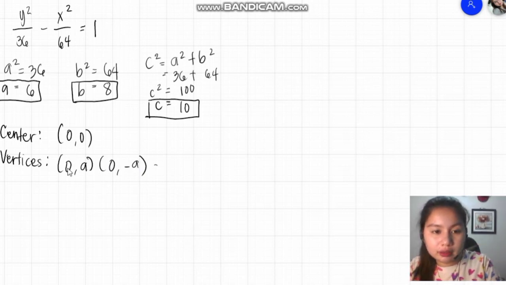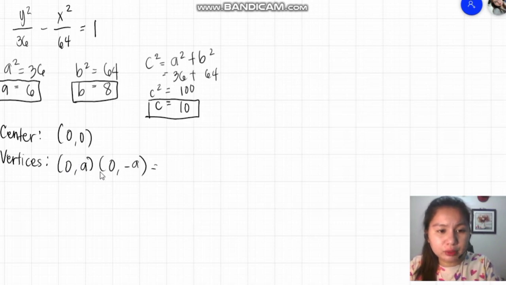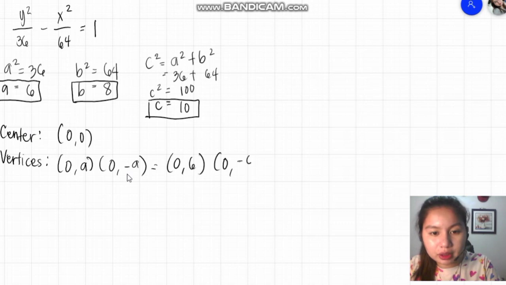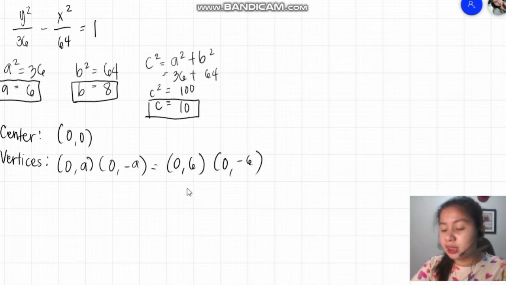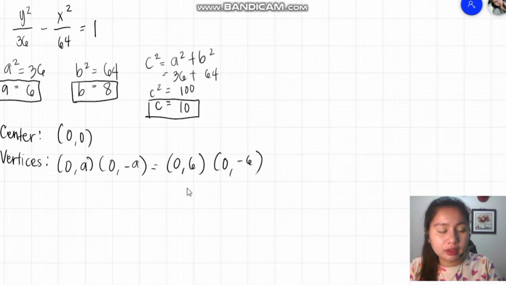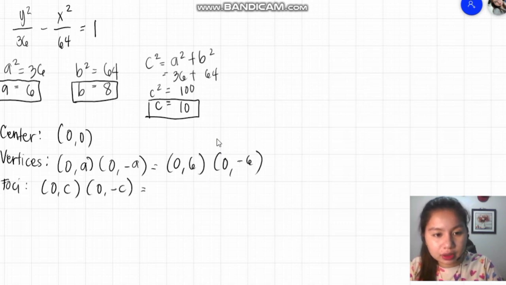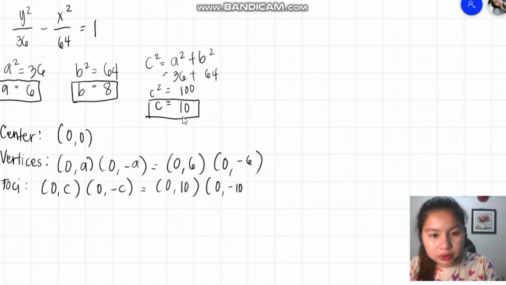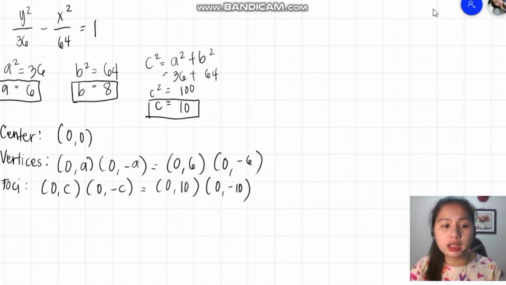So, locate na natin or substitute. 0, a, so we have 0, and then ang a natin ay 6, so 0 and 6, and then we have 0 and negative a, so we have negative 6. So, ito yung ating vertices. Next naman natin is the foci. Si foci naman natin is 0, c, and then 0, negative c. So, 0, 10, and then we have 0, negative 10. Okay. So, yun yung ating foci.